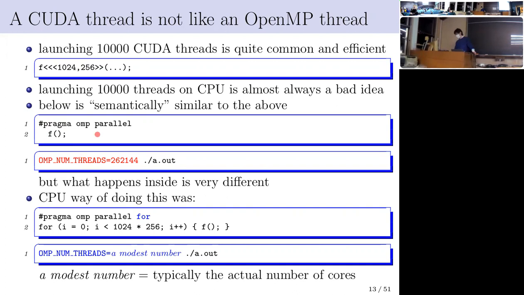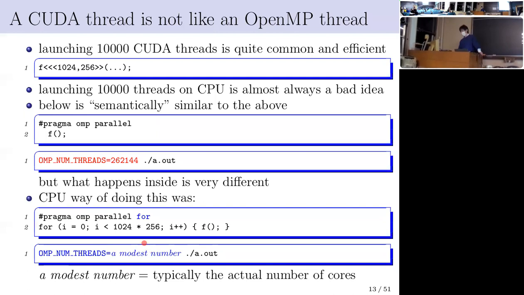Never do this. The same thing can be done in OpenMP much more efficiently by doing something like this. You have a loop that iterates this number of times, with each iteration doing F, and you run this program using a much more modest number of threads in the command line.